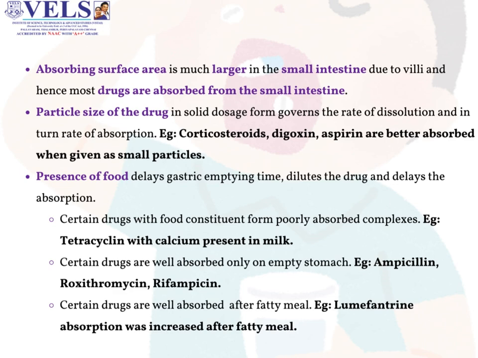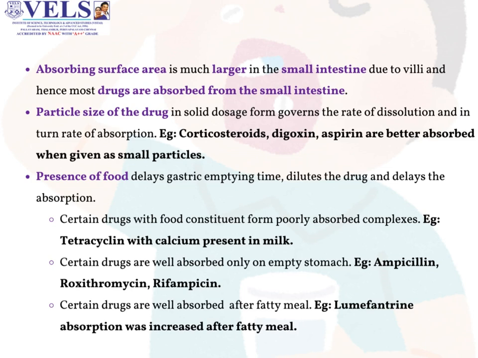For example, there are certain drugs which, when given with food constituents, form poorly absorbed complexes. For example, tetracycline, when given along with milk, forms complexes with calcium and hence delays the absorption process. There are few drugs that get well absorbed only on an empty stomach. Antibiotics such as ampicillin, roxithromycin and rifampicin are easily absorbed when given on an empty stomach.